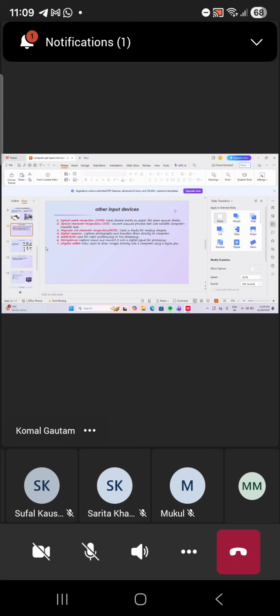The input devices are digital cameras. Digital cameras are mainly used to capture photographs and transfer them directly to a computer. We use digital cameras in our daily life, and we are all familiar with them. Next is webcams. Webcams are used for video conferencing or live streaming. Microphones capture sound and convert it into a digital signal for processing.